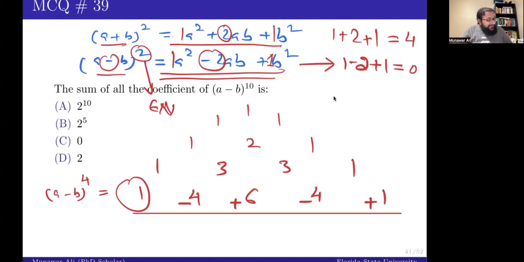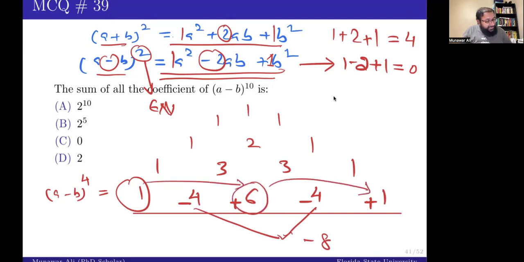So you have minus 4 and minus 4, which is going to be minus 8. And 1 plus 6 plus 1 is going to be plus 8, which is 0. So whatever you do, you go for this plus 1, minus 3, plus 3, minus 1. So minus 3 plus 3 plus 1 minus 1, you get 0 at the end. So the correct option for this one is 0.